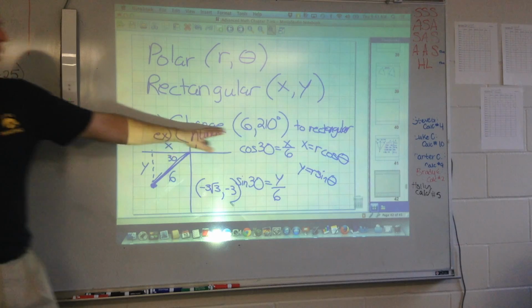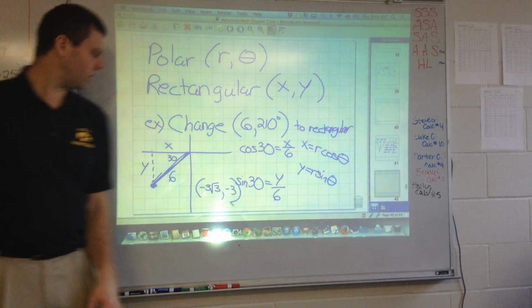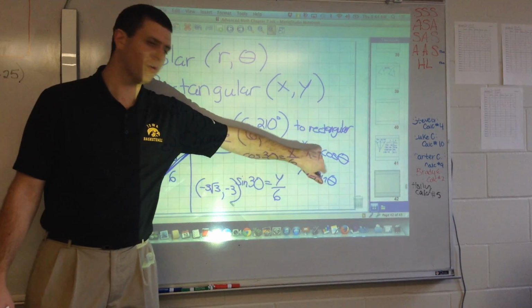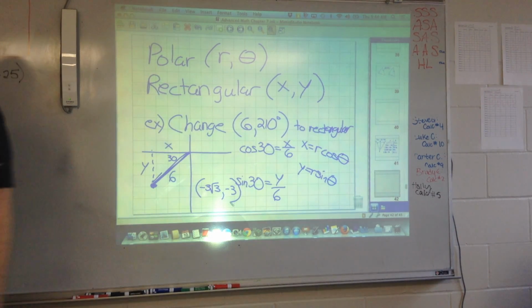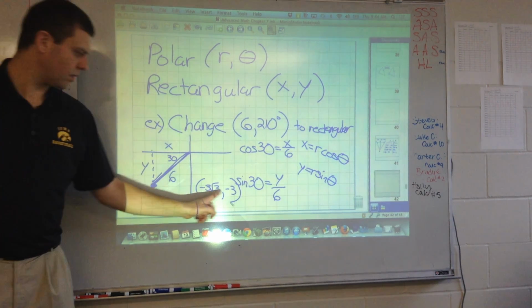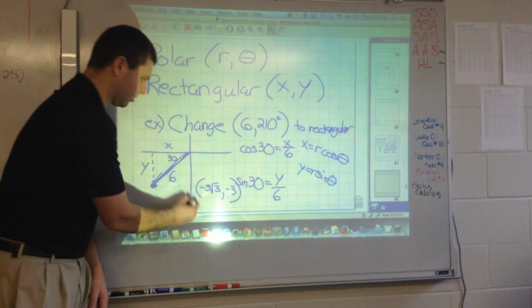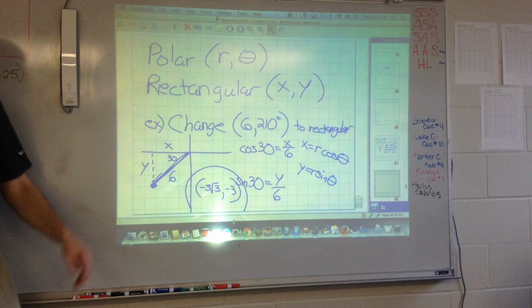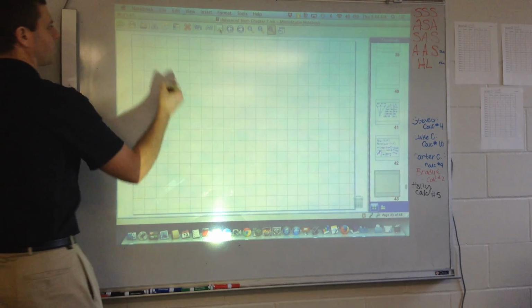So, changing from polar to rectangular. Draw pictures, set up your equations. Or, if you just want to memorize those equations, you're welcome to memorize those. Both will work. Any questions on that? These are your x and y values. That is your answer. Okay? And the way around's pretty easy.